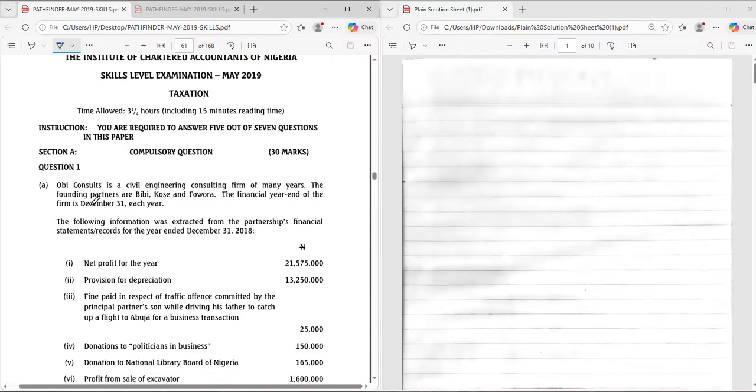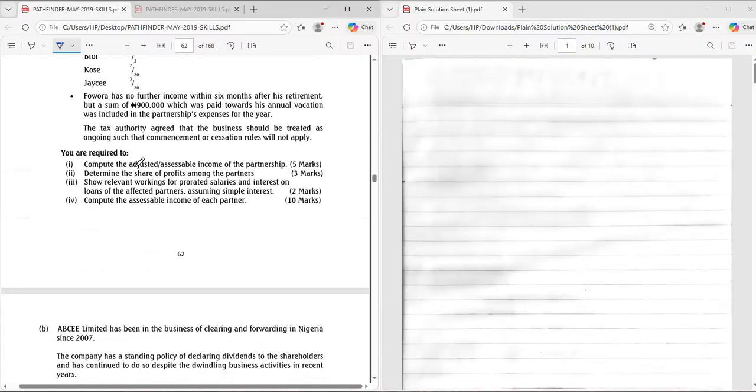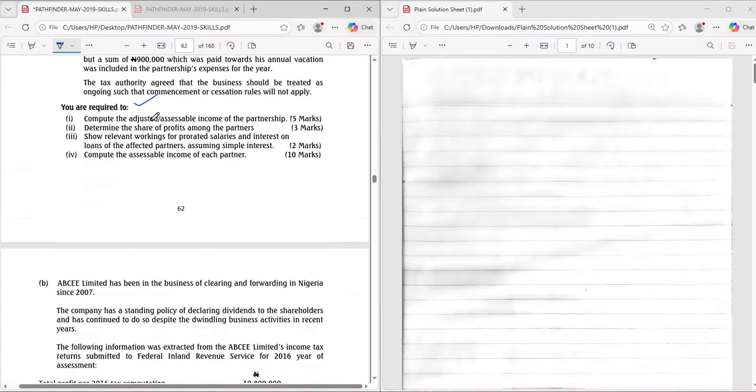We'll do justice to that question. It's a very simple question. From the requirement of the question, we are told that we should compute the adjusted or assessable income of the partnership. You know the meaning of adjusted income now? Your normal profit that you adjust for allowable and disallowable. That's what we call adjusted income of the partnership. Just 5 marks. Then after that, we'll determine how much each partner will take as share of profit. So that is just 3 marks.